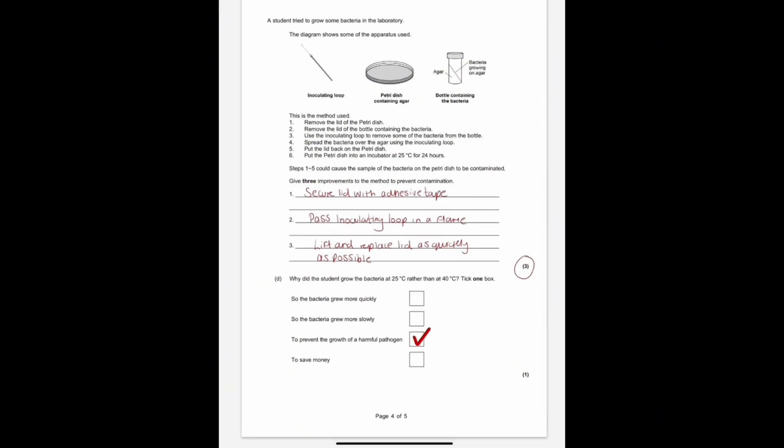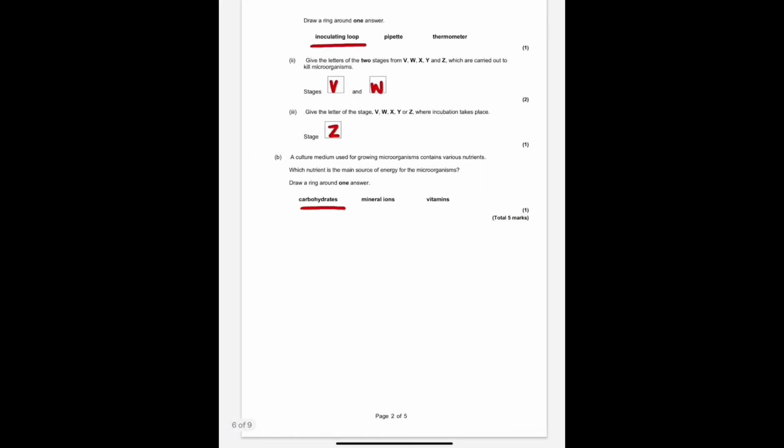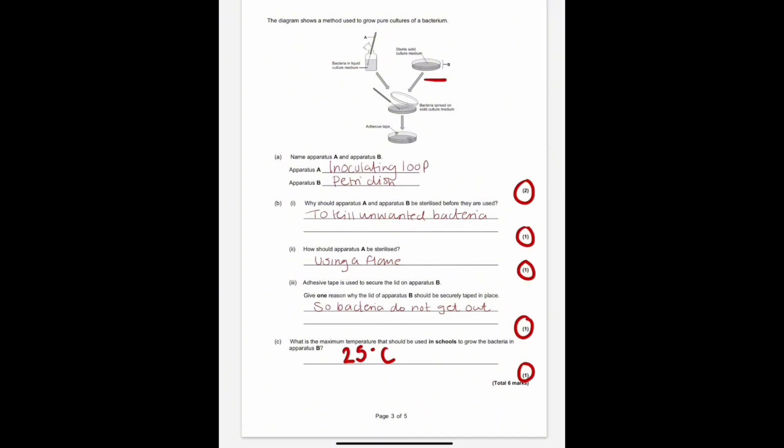Why did the student grow the bacteria at 25 degrees rather than at 40? Tick 1 box. And the main answer for this one is going to be to prevent the growth of harmful pathogens. If we do use anything more than 25, we do have that risk of growing harmful pathogens. Okay, so this is it for culturing bacteria. And these are just previous past paper questions for AQA that I've gone through with you. I really hope that you have found this very useful.